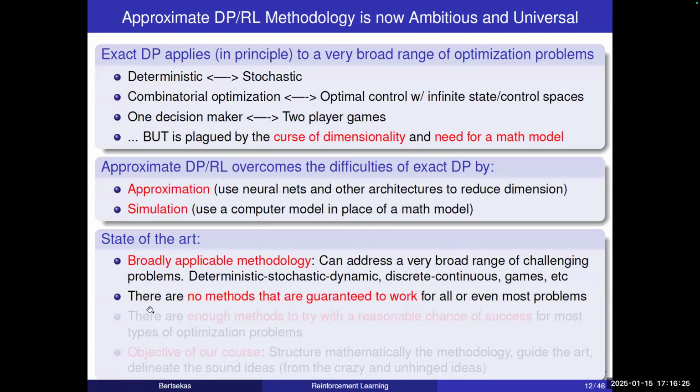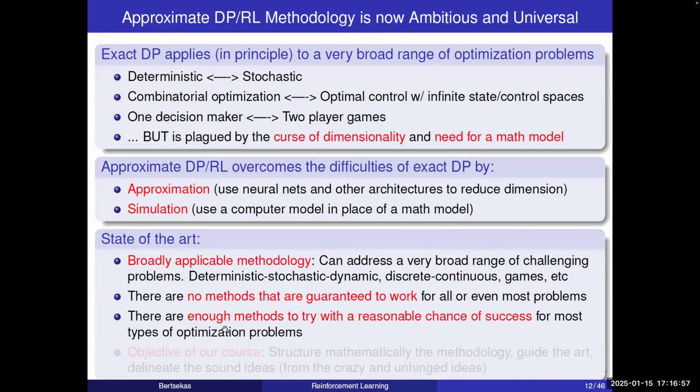On the other hand, the methodology is not very reliable. There are no methods that are guaranteed to work for all or even most problems. Even if you can prove that a method has guaranteed convergence in theory, in practice that may not be true because of the curse of dimensionality, approximations involved, and so on. Okay, so it's not very reliable.